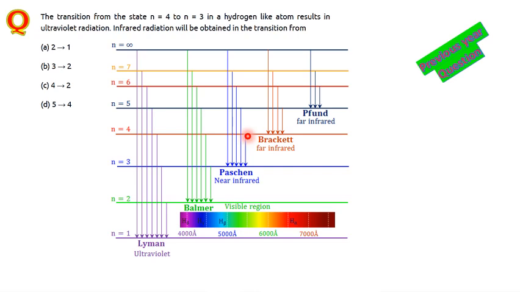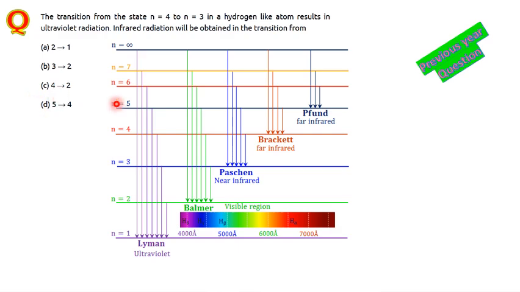Next one is 4 to 2. See here, 4 to 2, this is again the visible region. Then come to 5 to 4. You just see here, 5 to 4, that is also an infrared region.